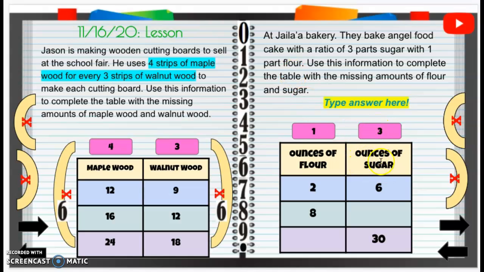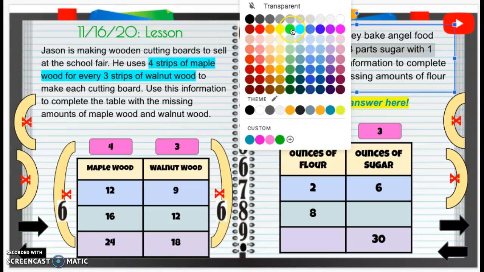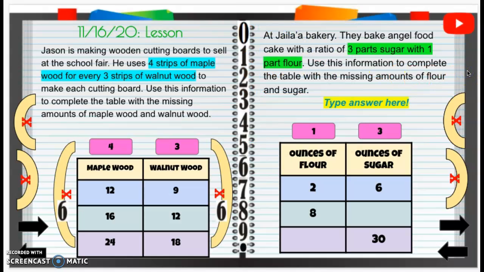So sugar is on the right side. So this 3 is going to go above the sugar. The 1 is going to go above the flour. All right, because 3 parts sugar with 1 part flour. I'm going to highlight that because, again, that is very useful. So we have that 3 there and that 1 there.